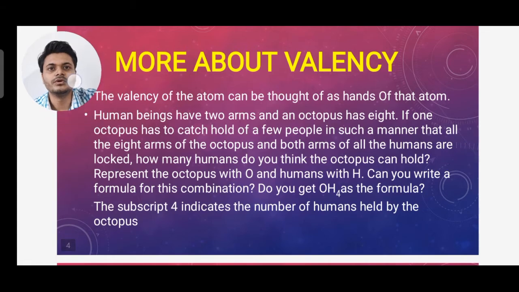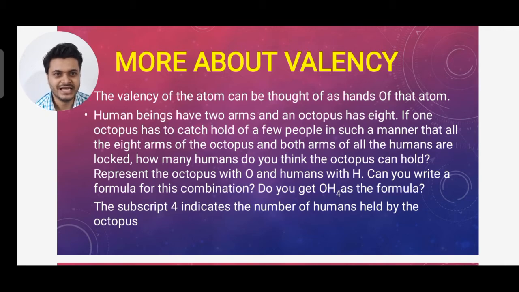Now a little bit more about valency I'll explain. So the valency of an atom can be thought of as the hands of that atom. Human beings have 2 arms and an octopus has 8. So if an octopus has to catch hold of a few people in such a manner that all the 8 arms of the octopus and both arms of the humans are locked, how many humans do you think the octopus can hold?